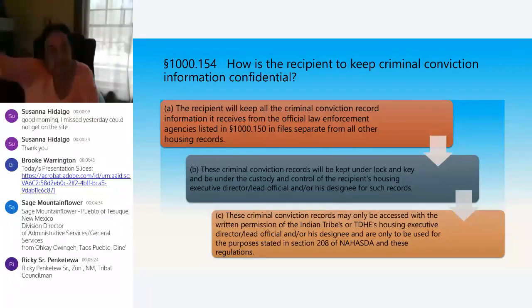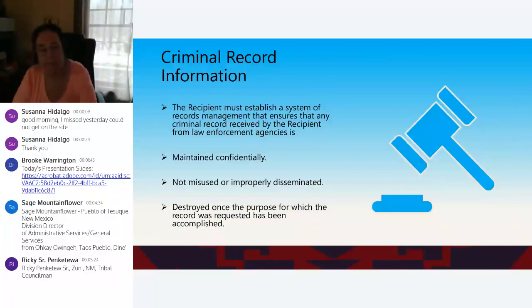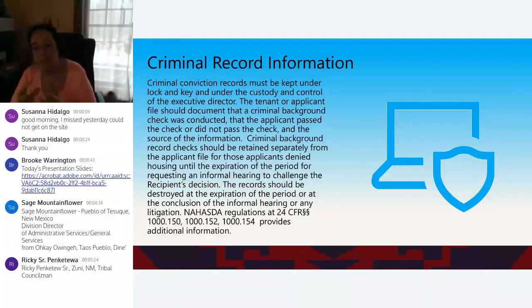This is stated within Section 208 of the NAHASDA statute and those particular regulations. So you have to establish a system of records management that ensures any criminal record received from law enforcement is maintained confidentially, not misused, and properly disseminated, and destroyed once the purpose for which that record was requested has been accomplished. You'd have to shred it. On this date, we ran a criminal history on this person and he passed. Record was destroyed on this day. They must be kept under lock and key, under control and custody of the ED or designee.